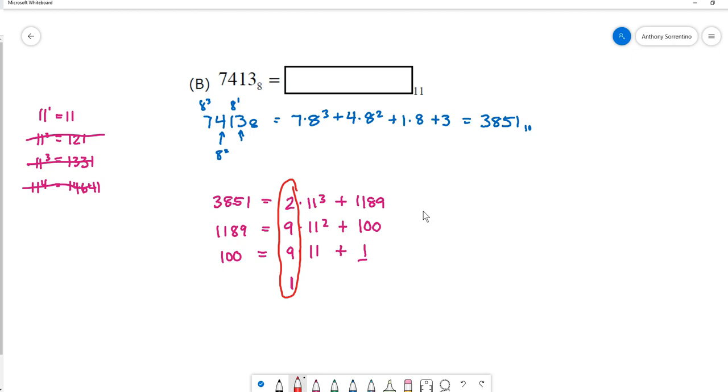Checking here. Okay, yeah. 2991, base 11. And the easiest way to check this is just go back and say, okay, this is my units. This is my 11 to the first, 11 to the second, 11 to the third. Does that come out to be the 3851 again? That 7413 base 8 was in base 10, and that would be a way to check it.